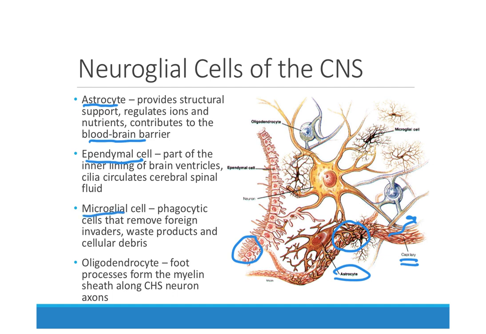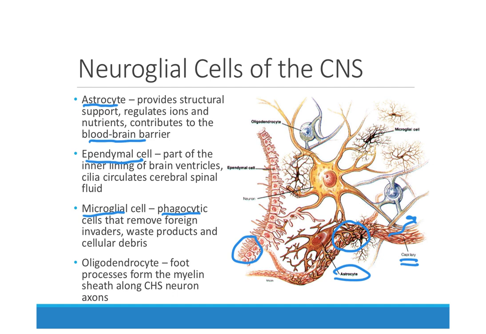Microglial cells are a third type of glial cells, and these are phagocytic. They can engulf and eat and destroy things like bacteria and other foreign invaders, or just waste products and cellular debris from old cells or cells that have been working hard in the brain tissue. So they're sort of the cleanup crew.